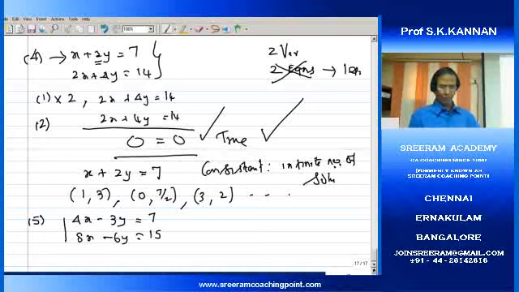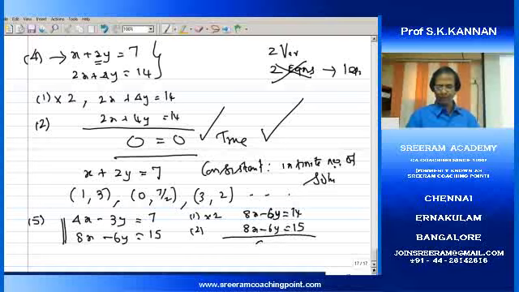Same problem, two variables, two equations. It looks as if we can get a unique solution. Try to solve it. First equation multiplied by 2, I get 8x minus 6y equal to 14. Second equation as it is, 8x minus 6y equal to 15.